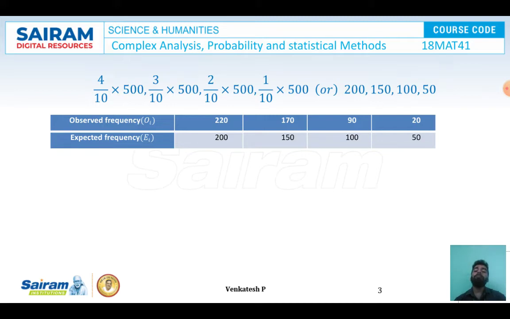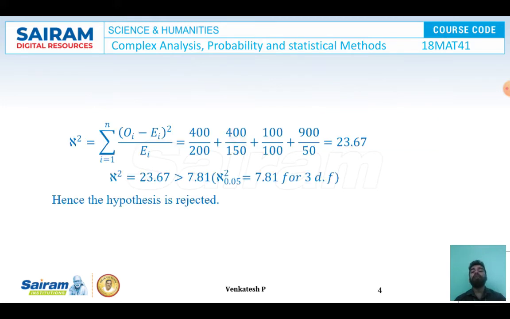Now I'll be making the table of observed frequency and expected frequency. OI is what they have given: 220, 170, 90 and 20. And the expected frequency EI is 200, 150, 100 and 50. Now I am going to check whether the hypothesis is true or not. Take the formula: chi-square is equal to summation I from 1 to n, OI minus EI whole square divided by EI.